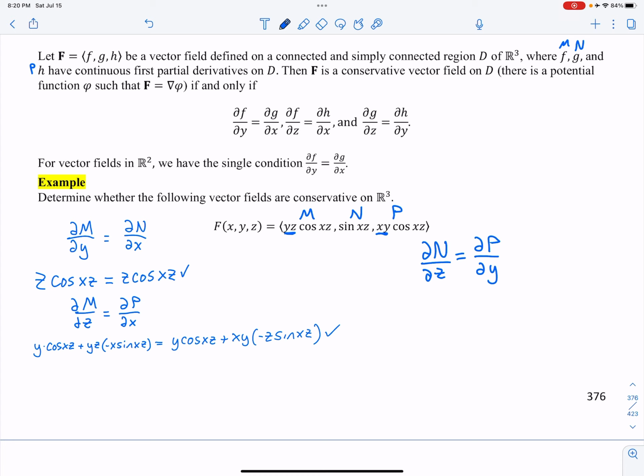Alright, so let's check that out. So we have to do the partial of N with respect to Z. That's going to give me an X cosine XZ. And then we've got to do P with respect to Y. The Y just goes away because it's only out front. So that one checks out too. So that tells me since all those are equal, F is conservative.